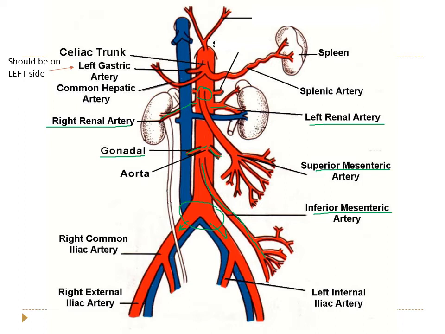In this case, each common iliac artery is going to send off an internal iliac artery, which is going to supply the pelvis, so the urinary bladder and reproductive structures, and an external iliac artery, which is going to continue down into the lower extremity. So we have our common iliac arteries, and each of those branches into an internal and an external iliac artery.